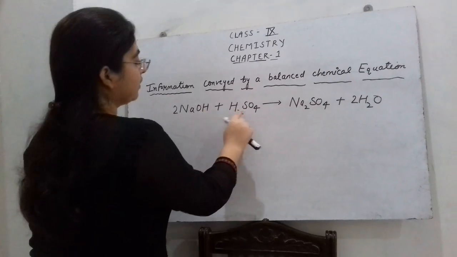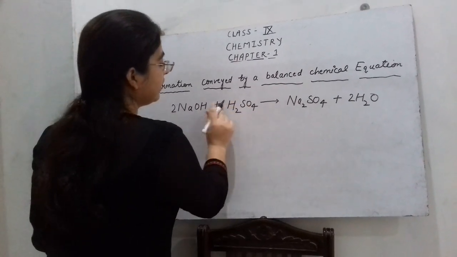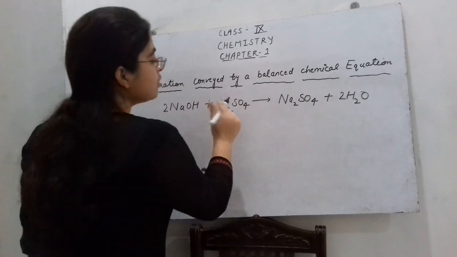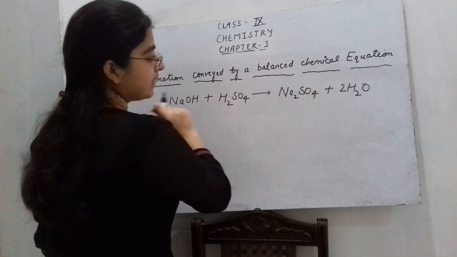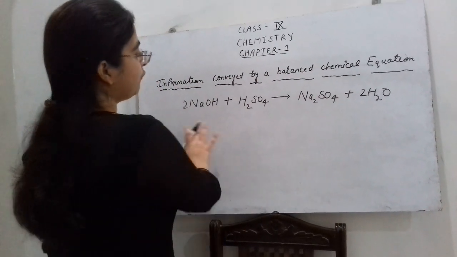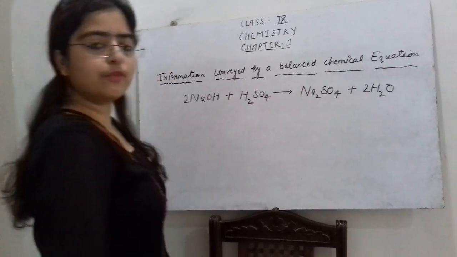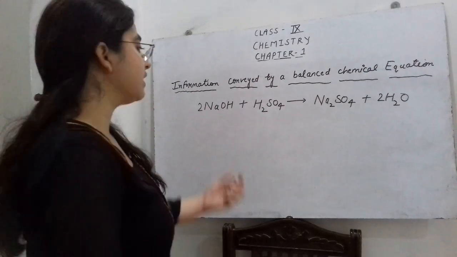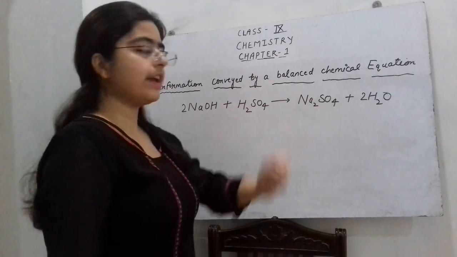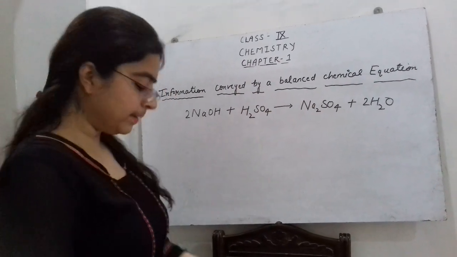Then we can see sulfur. 1 atom of sulfur is there. When nothing is written here, only 1 molecule of sulfuric acid is there. So only 1 atom of sulfur is there and 1 atom of sulfur is on the product side also. So finally we can say that the number of atoms of each element on the reactant side and product side are equal. Therefore the given reaction is a balanced chemical equation.